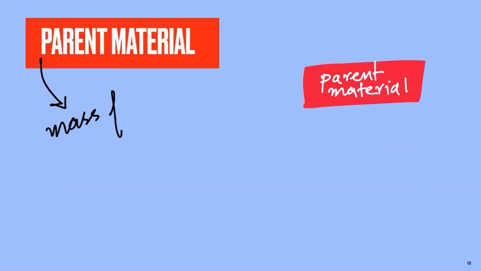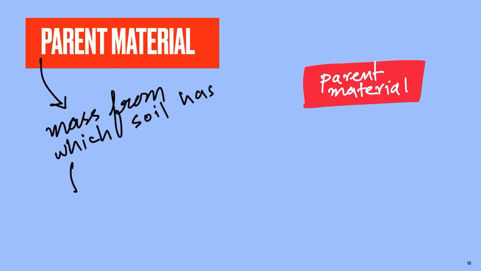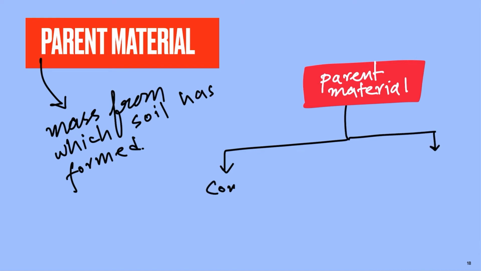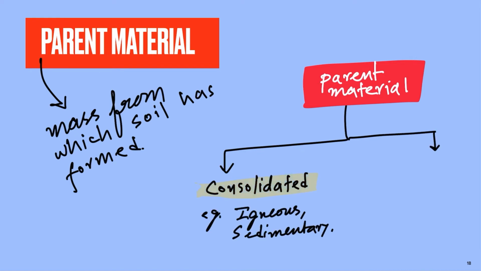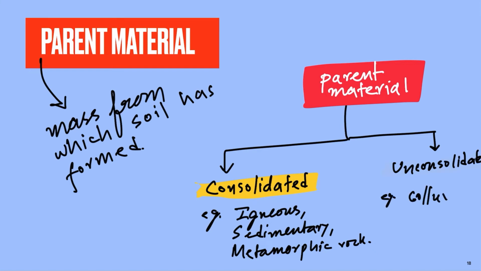The parent material is nothing but the mass from which soil has formed. Parent material is divided into two types, consolidated and unconsolidated. Igneous, sedimentary and metamorphic rocks are consolidated, but alluvial and colluvial materials are unconsolidated parent material. You have to remember these two types, and parent material is the chief constituent of the soil, which is forming the soil.